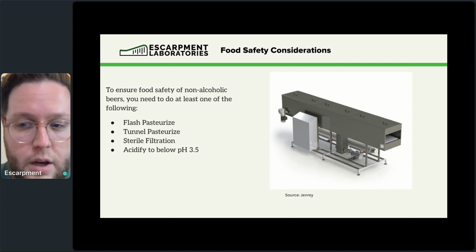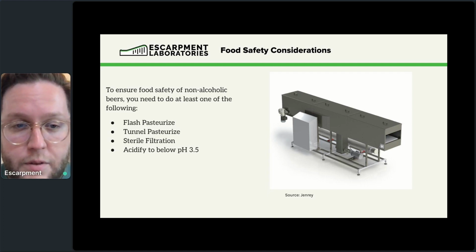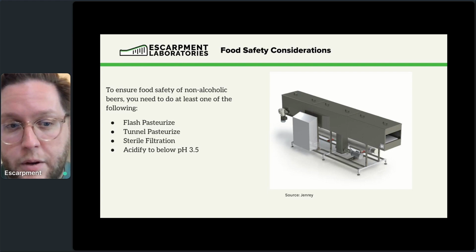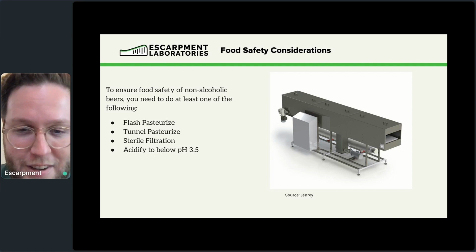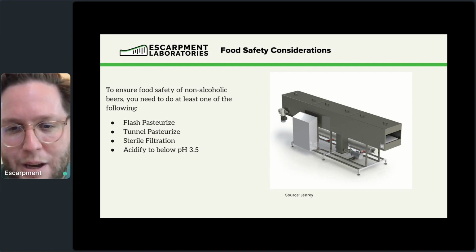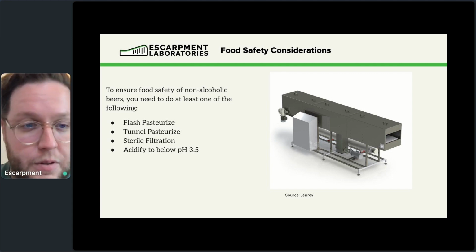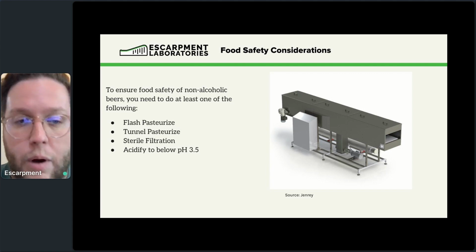So for that reason, pH with draft service of non-alcoholic beers is very, very important, right? As is the cleaning of those draft lines. So I don't have any silver bullet solution here. It's just important to be diligent and make sure that you're following all of the food safety guidelines that you're required to.